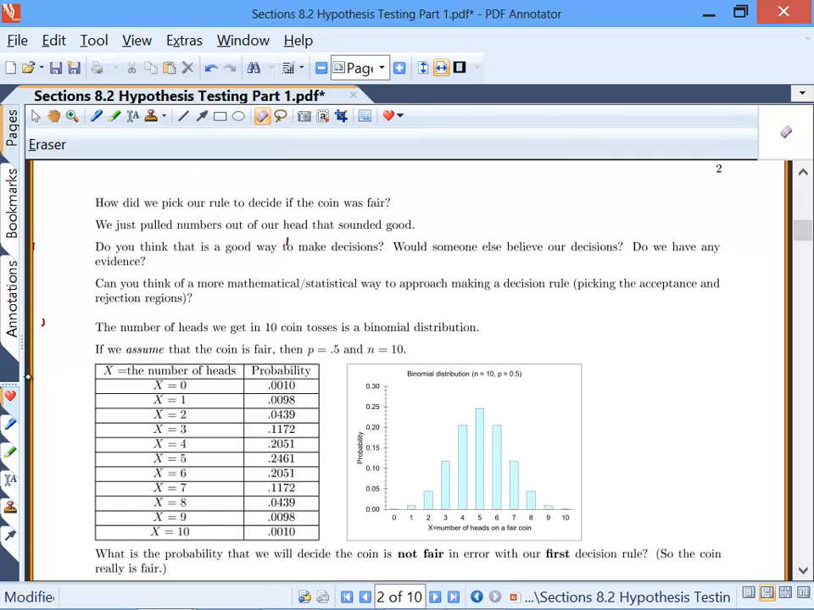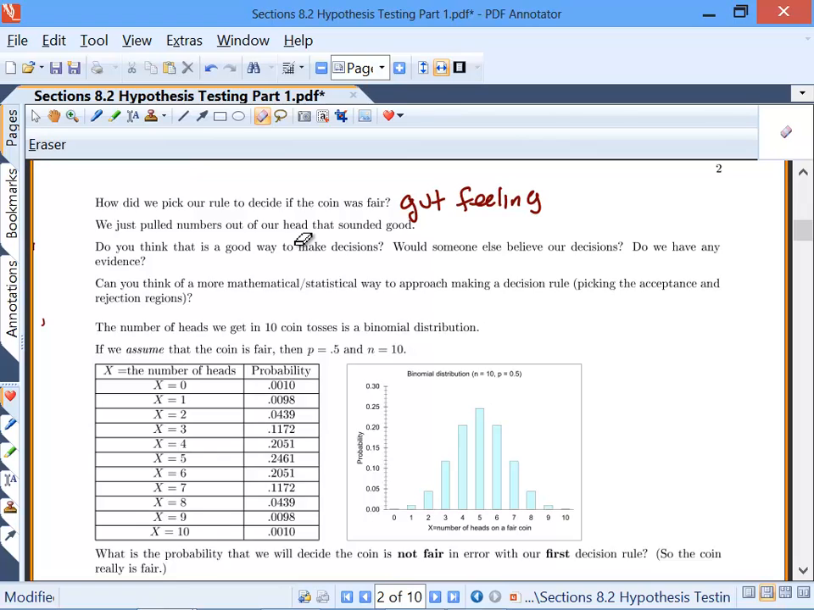Really strange. Okay, so how did we pick our rule to decide if the coin was fair? Our gut feeling, instinct, absolutely no mathematical reasoning, right? Besides the fact that we picked numbers that seemed close to our expected value. So how do you feel about that as a way to make decisions? If you were running a multi-million-dollar company, well, sometimes they actually do trust their instincts quite a bit, but you might want a more mathematical way to pick your numbers. Also, if you have to convince someone else, you might need mathematical reasoning so that they believe you as well.